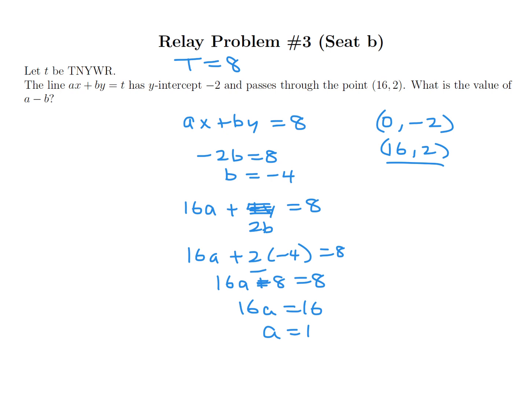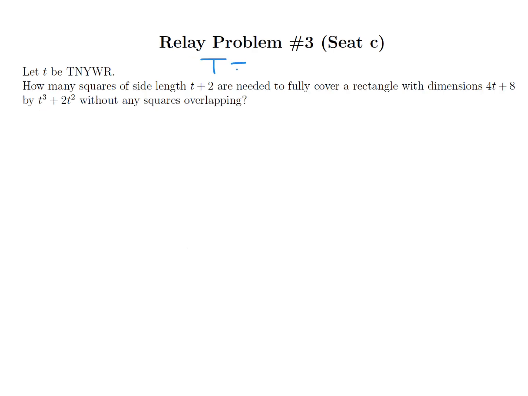Okay. And then I guess, what do they want in this question? A minus b. So 1 minus minus 4, and that's 5. T is 5. Here we go.